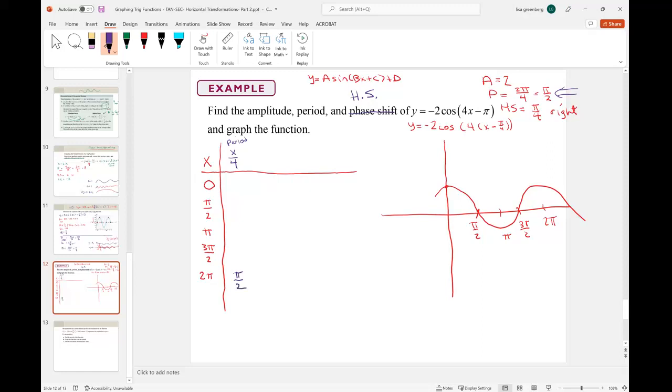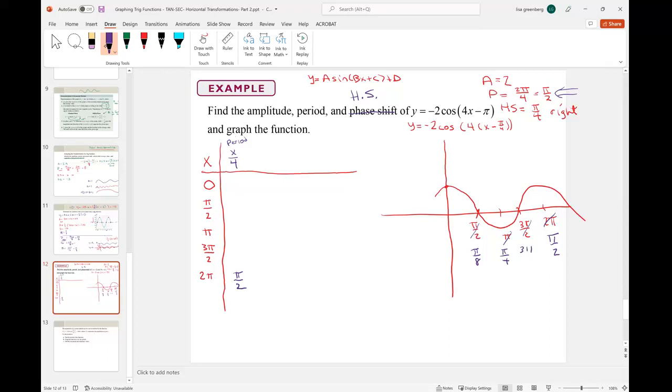So if that's my new period, all of these values have to change, right? This will become pi over 2. So all of these values have to be divided by 4 as well. So this would be pi over 8. This would be pi over 4. And this would be 3 pi.